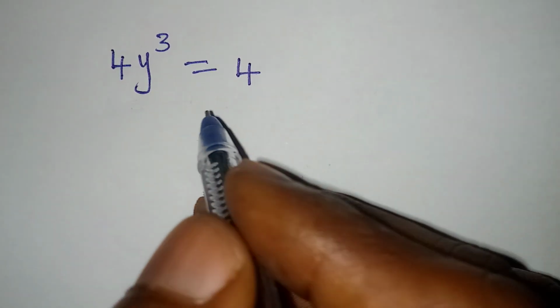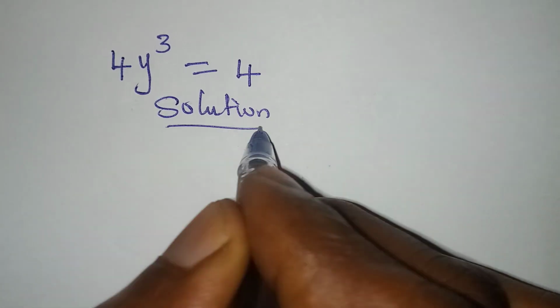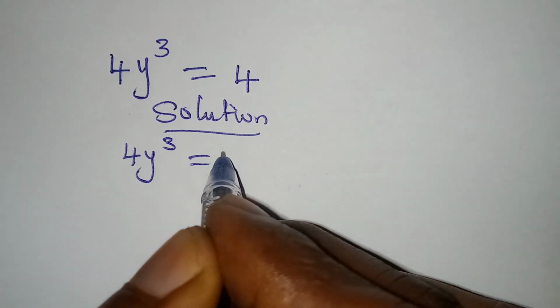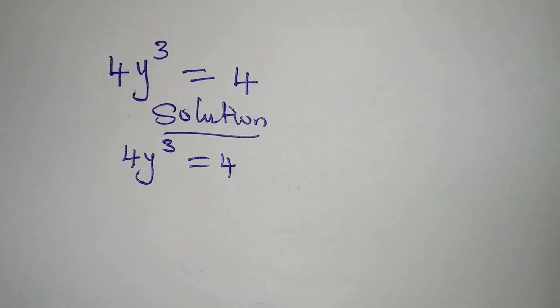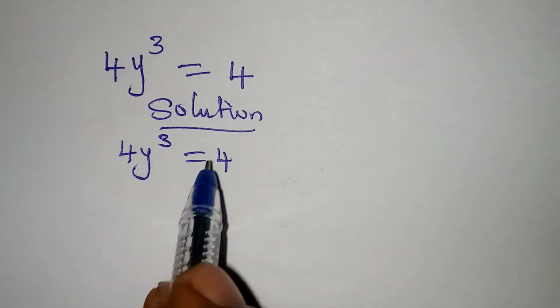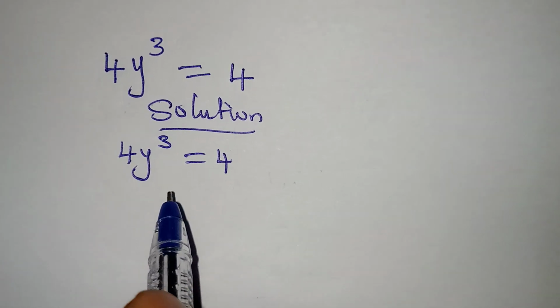Hello everyone, let's provide a solution to this problem. We have 4y to the power of 3 equals 4. Now, this looks impossible, right? But it's very possible. As a matter of fact, we are going to solve this problem completely, all the solutions.